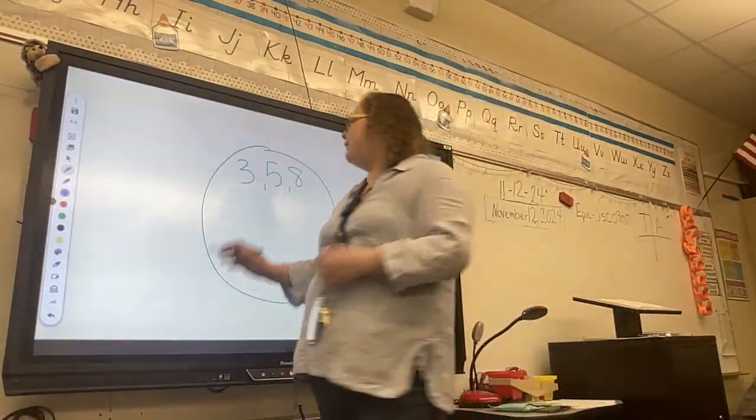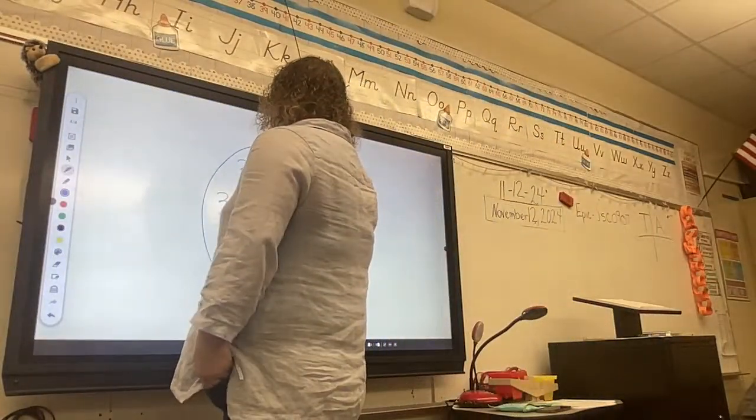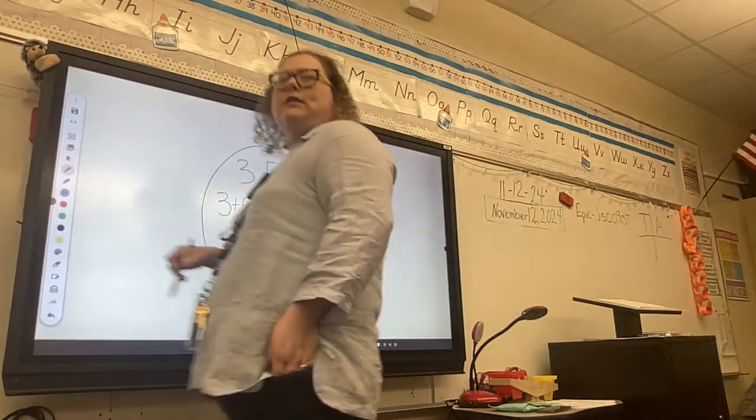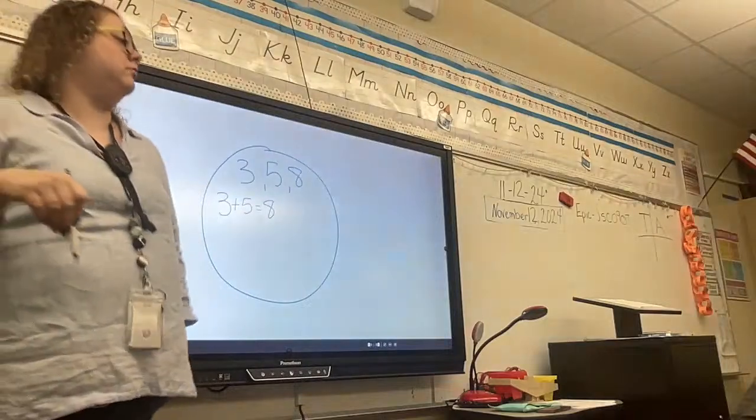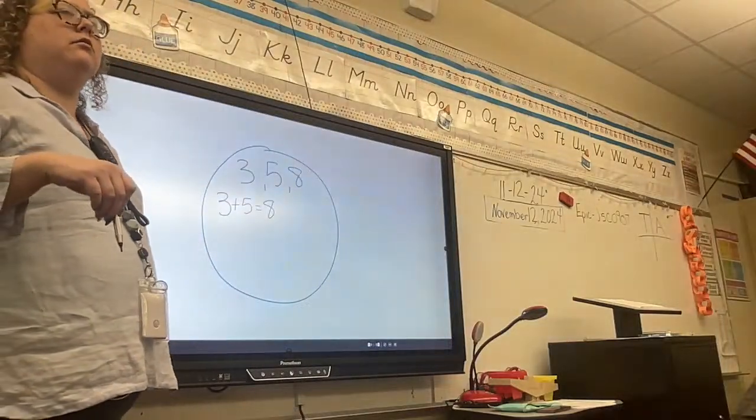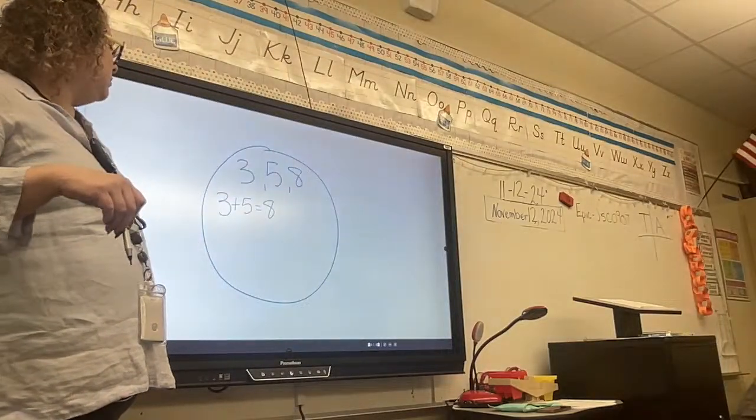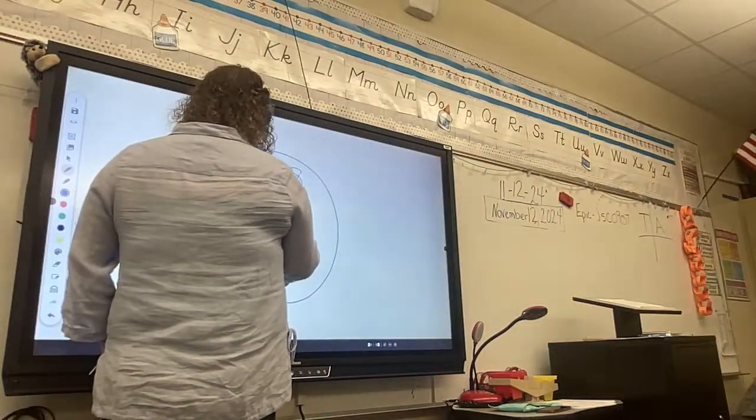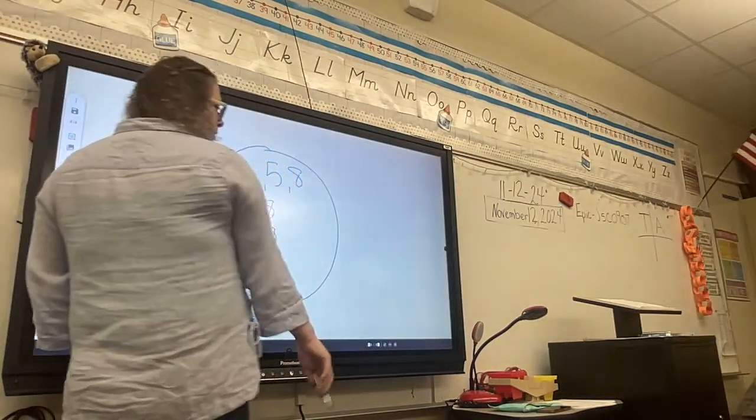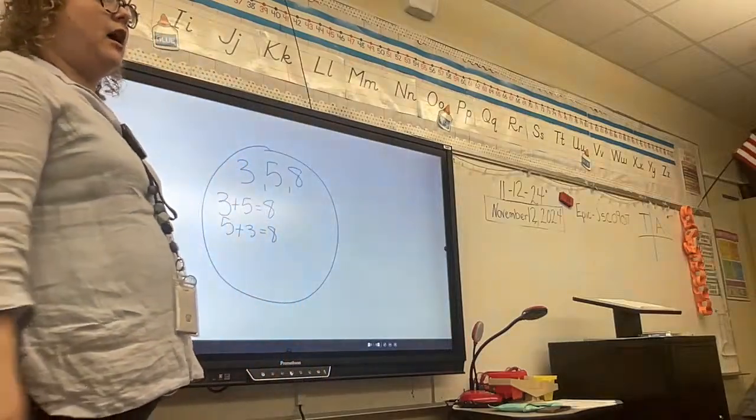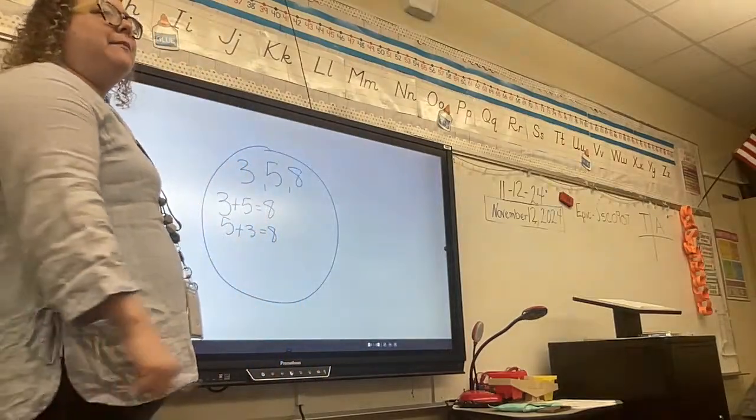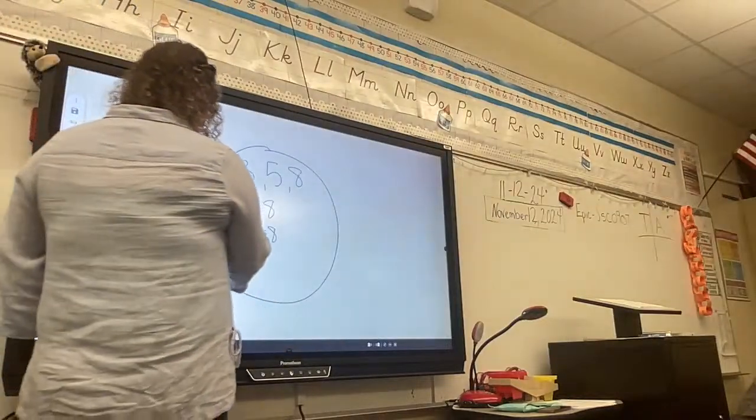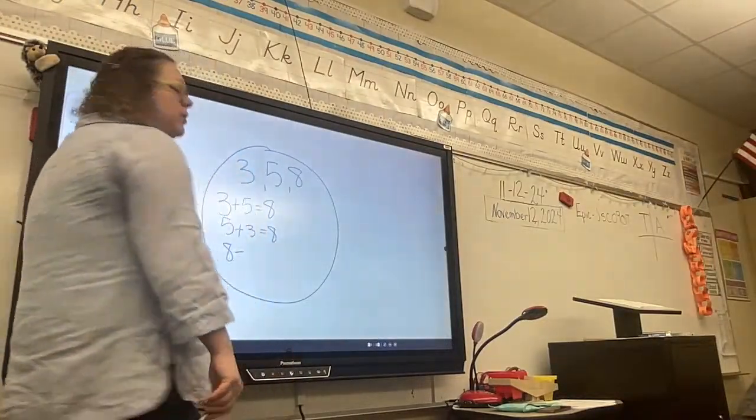Okay, so I have 3 plus 5 equals 8. What's another way I could do it if I'm adding? Ember. 5 plus 3 equals 8. Okay. Now I'm subtracting. What number goes at the very front? 8. So Penelope, 8 minus what number?